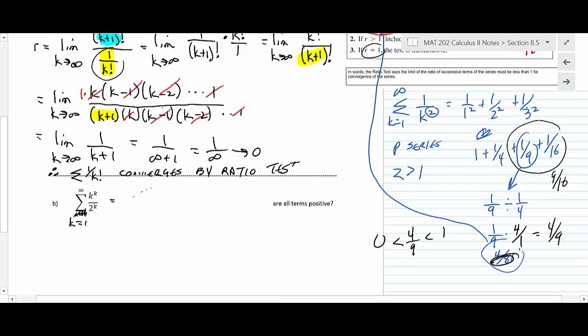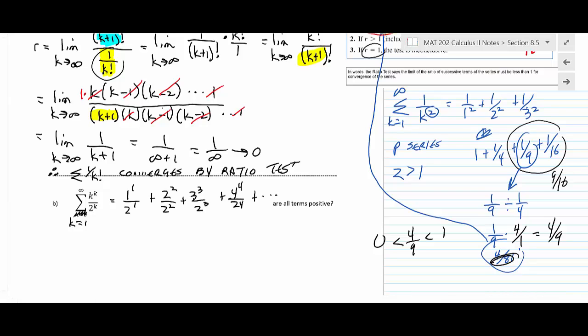So what you'd have here is your first term would be 1 to the 1 over 2 to the 1. Then your second term would be 2 to the second over 2 to the second. Then 3 to the third over 2 to the third. Then 4 to the fourth over 2 to the fourth, and so forth. So that's the pattern. The numerator is just k to the k. So eventually you'd have like 10 to the 10th. The denominator is 2 to a power.